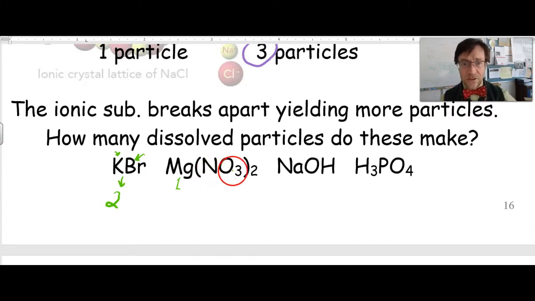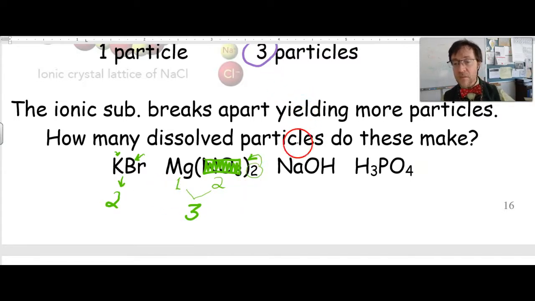So this one you don't even need to look up though. You just need to recognize that this is your polyatomic ion. It acts like 1 ion, right? It's a polyatomic ion. 1 ion, many atoms, right? So how many are there? Well, here's your little subscript, and that subscript is right next to your parentheses, so that tells you that there are 2 of that particular polyatomic ion, giving us a grand total of 3 particles for magnesium nitrate.